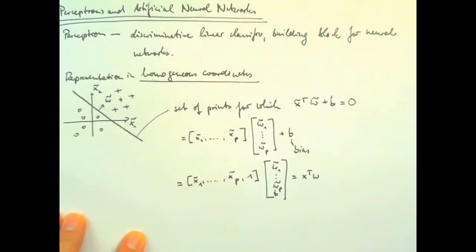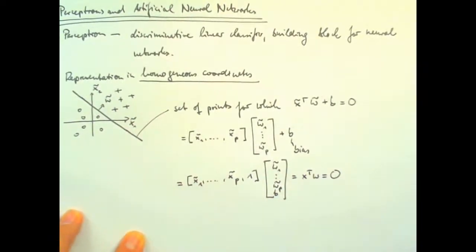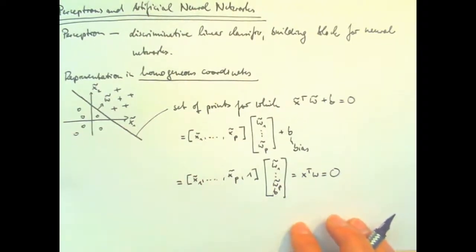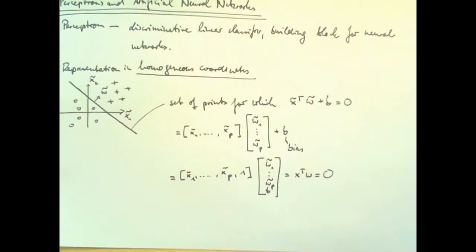Okay, and this I am writing as x transpose w equals 0. And this is now homogeneous coordinates because I no longer have this constant indicating the offset, the distance from the origin. And the only reason why we're using it here is because it will make notation a little bit lighter.